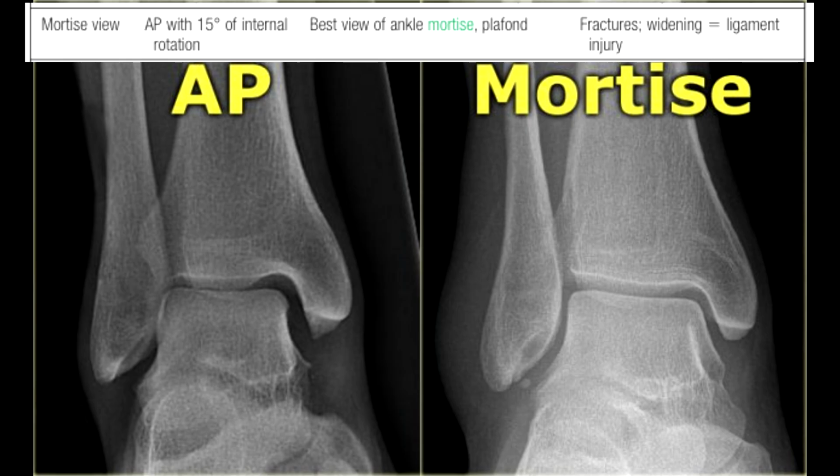This is why we also use the mortise view, which is essentially an AP radiograph with the foot internally rotated about 15 degrees. This rotation eliminates the overlap of the distal fibula over the talus, giving us a clear view of the ankle joint mortise and the tibial plafond. This is the best view for assessing the ankle joint space, as it provides equal visualization of the medial clear space and the lateral gutter.